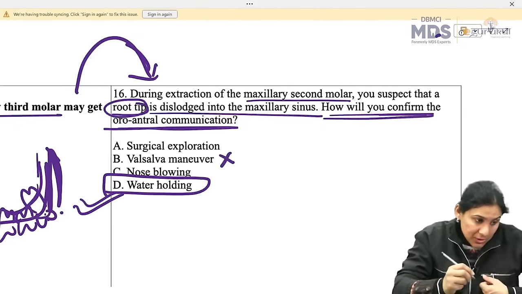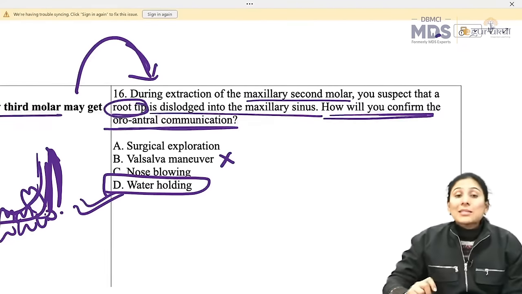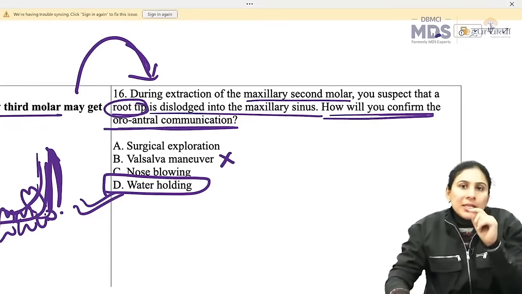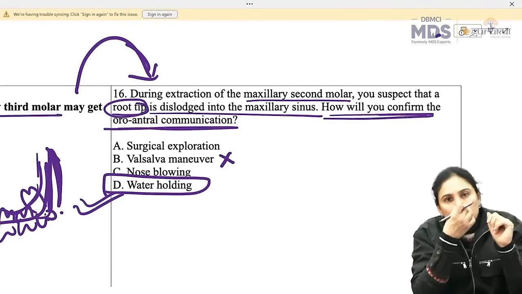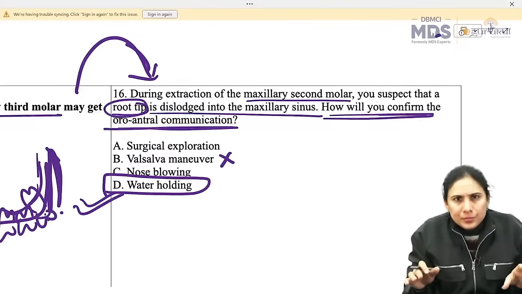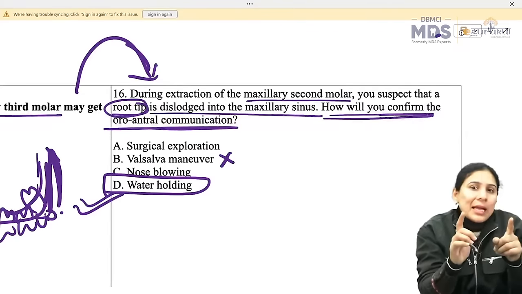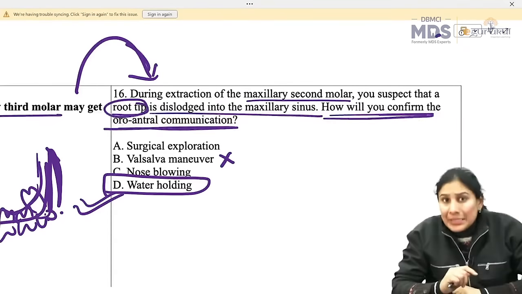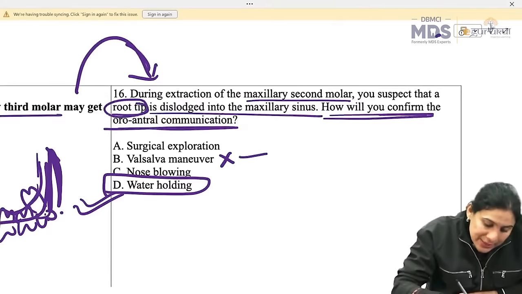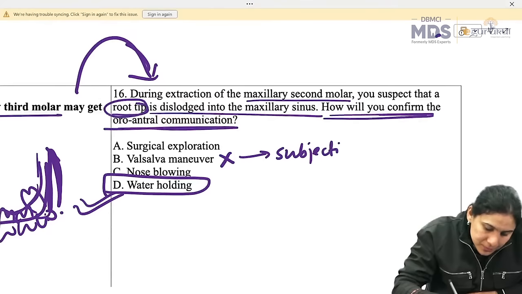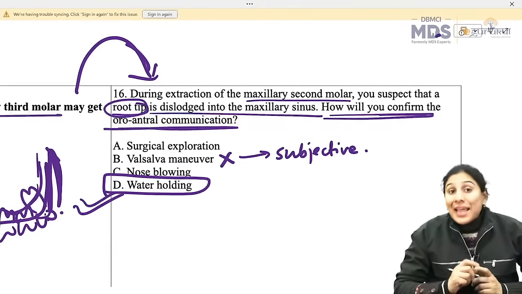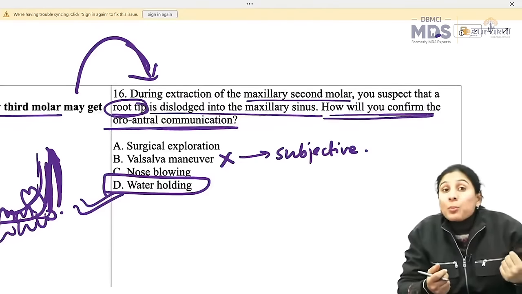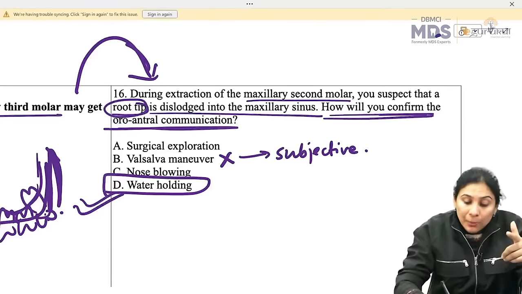Why not Valsalva? Why is B wrong? What will Valsalva do? If the patient is closing the mouth, closing the nose and blowing the air, he will feel that the air is coming out through an oroantral communication and not coming out through the ear. That is a subjective test. The patient can tell you correctly or cannot tell you correctly, depending on whether he is able to do Valsalva properly or not. It is dependent on the patient.